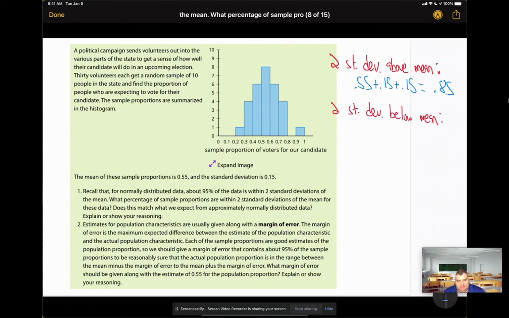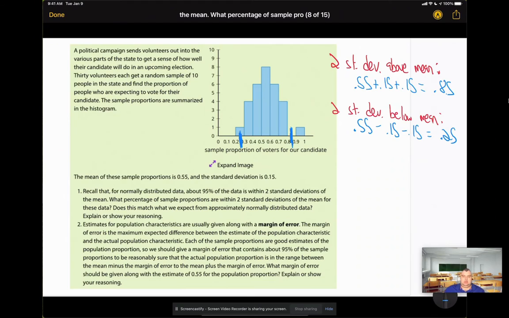So 0.85 is approximately here on the histogram. And 2 standard deviations below the mean, well, now we're going to take the mean, and instead of adding the standard deviation twice, we're going to subtract the standard deviation twice. All right, so that will give me 0.25. So 0.25 is in the middle right here.